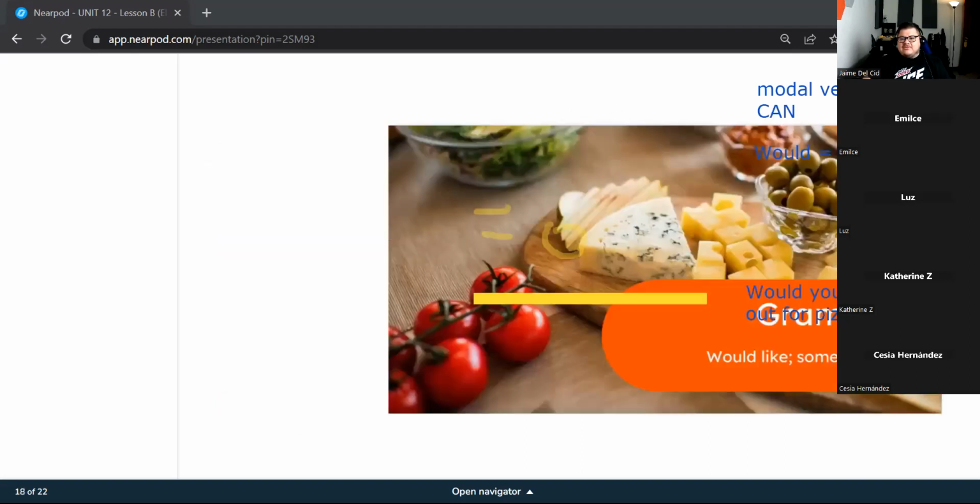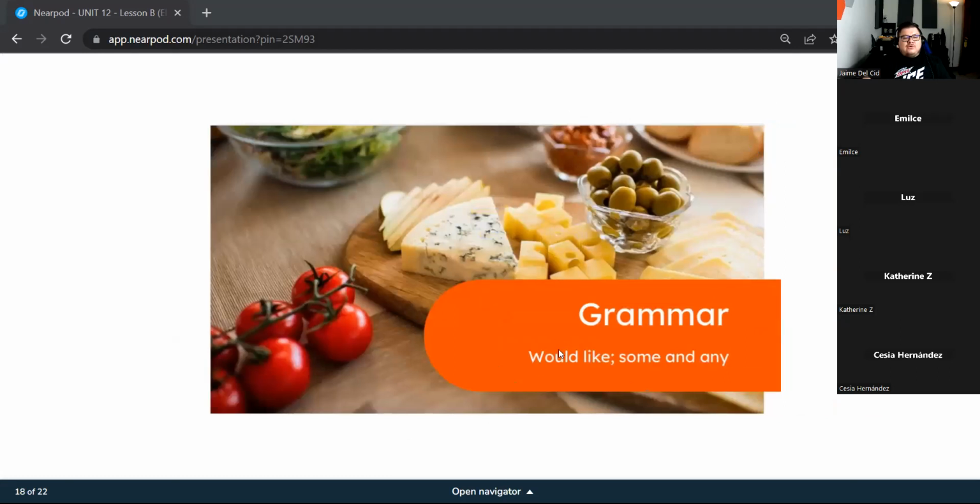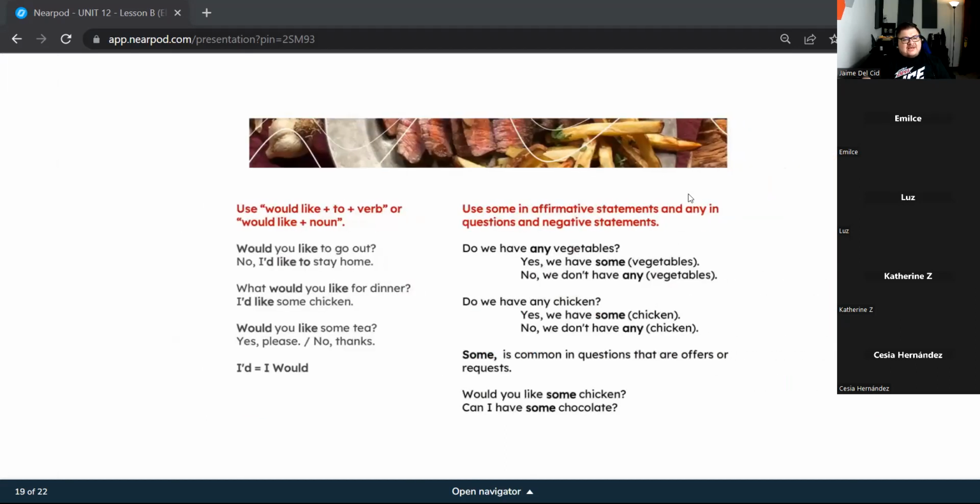Como les mencionaba, the use of would like and some and any son las palabras que más se repitieron en nuestra sección. Brevemente voy a mencionarles para qué sirve la palabra would, cómo nos va a sacar de apuros, cómo nos va a hacer sonar más amables a la hora de preguntar cosas y cómo hacer la diferencia entre usar las palabras some y any. Si ustedes van al diccionario y buscan some y any, van a encontrar un problema porque tienen la misma traducción.